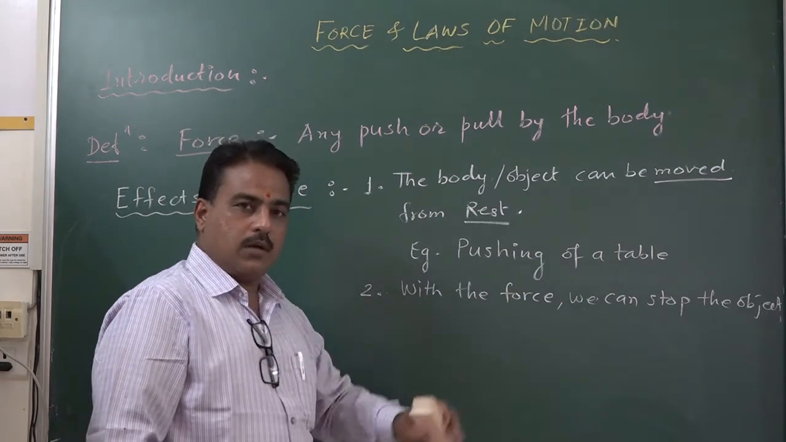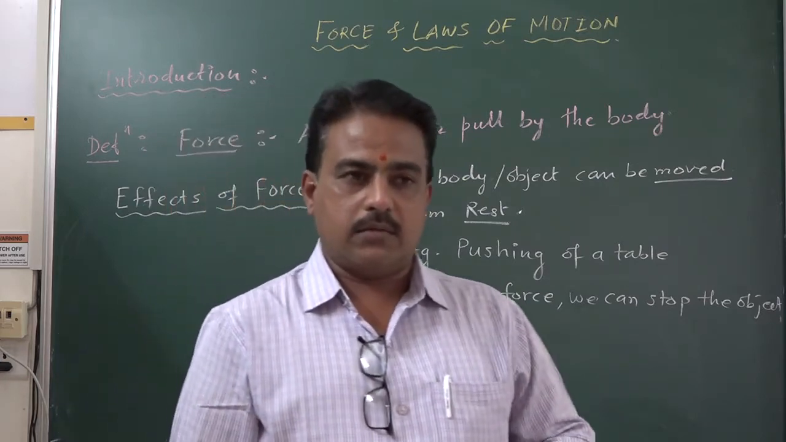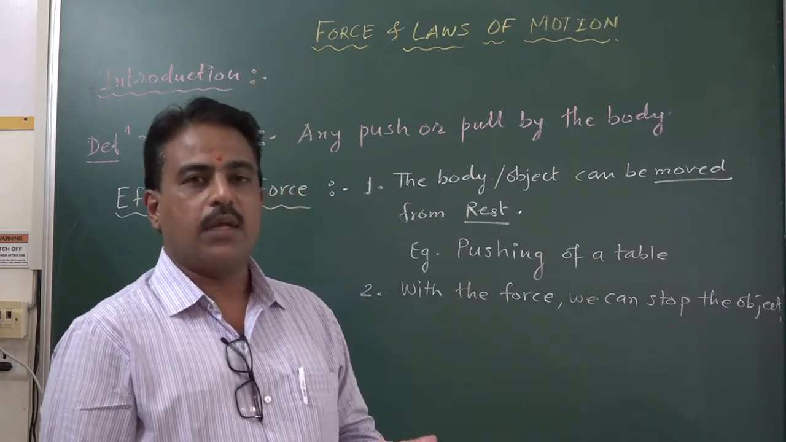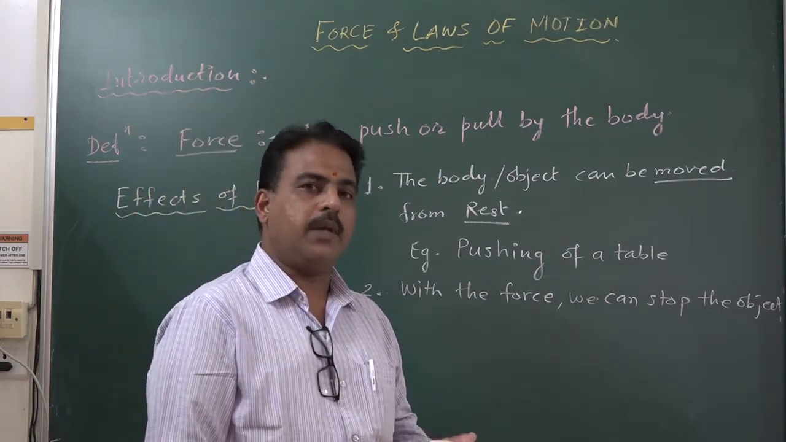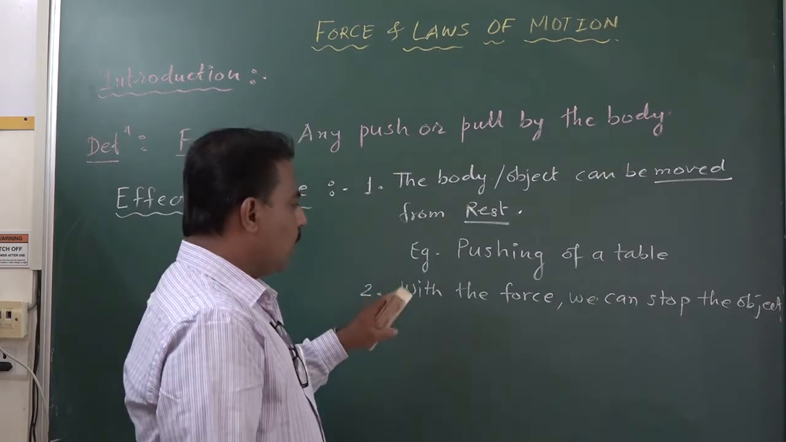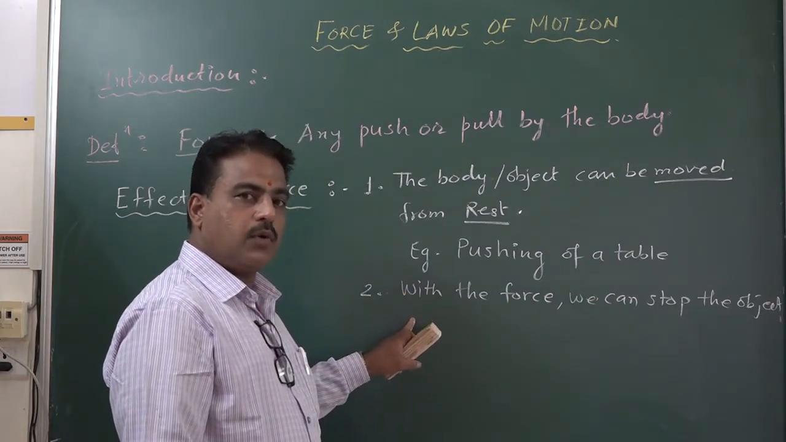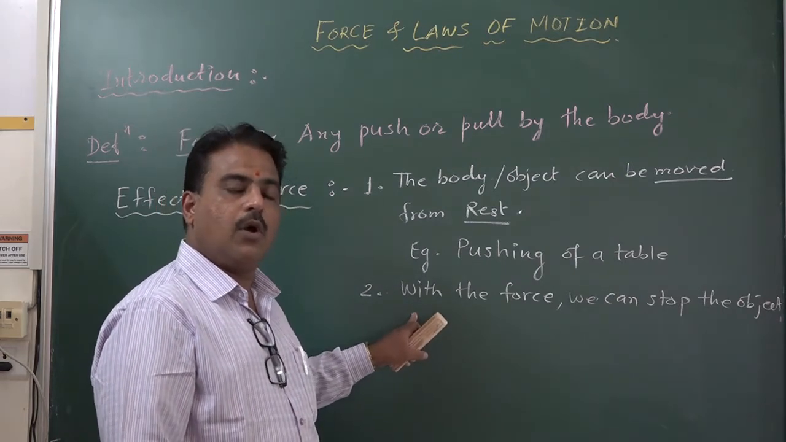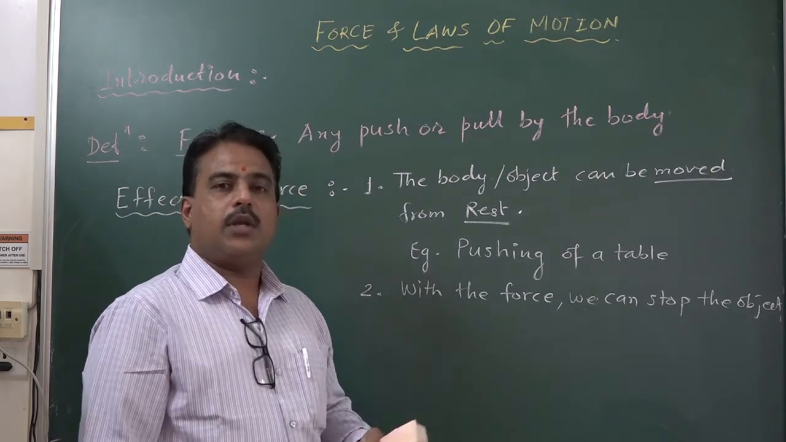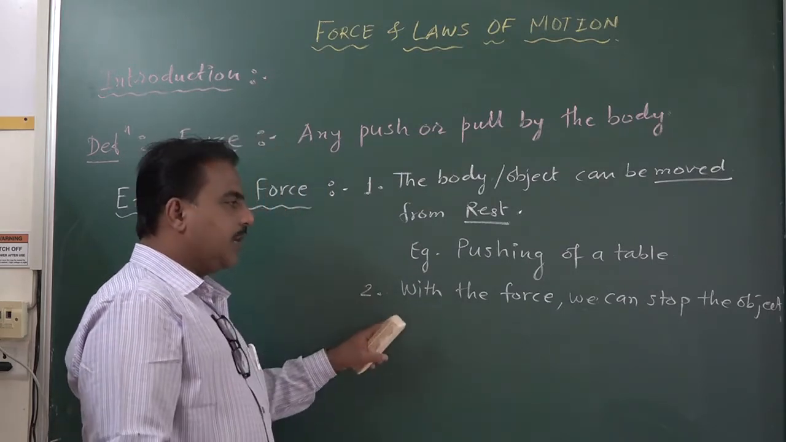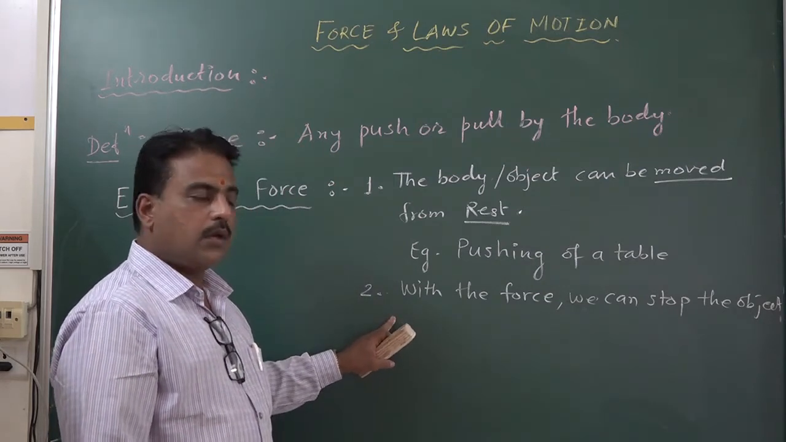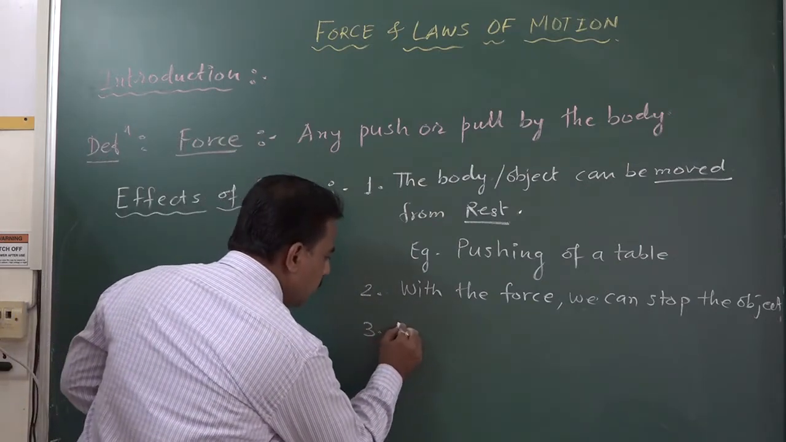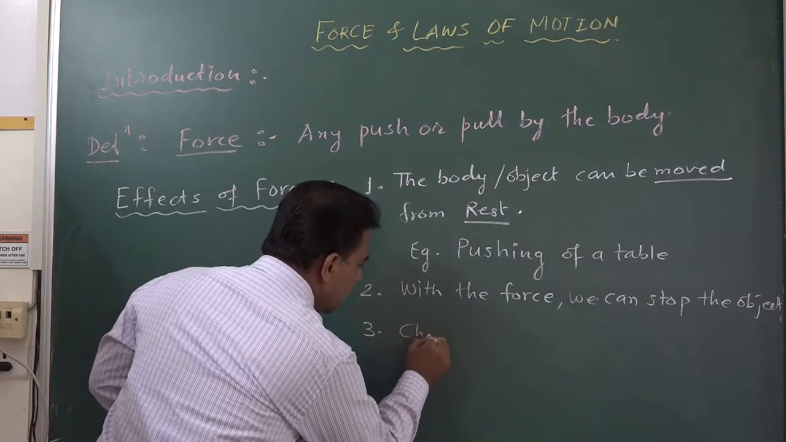Suppose a hockey player, when they play hockey, one player hits the ball with the hockey stick, then another player stops it. While stopping it, the ball which is already in motion is stopped with the help of application of the force, which is applied by the leg in terms of football, or applied by the hockey stick on that ball. So the object which is already in motion, with the help of application of the force, you can stop. The third application is nothing but with the help of application of the force, you can change the direction of the object.